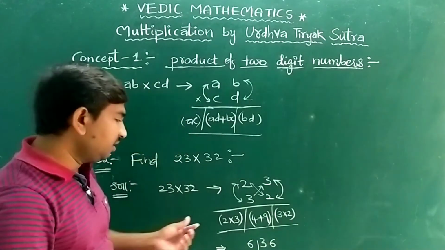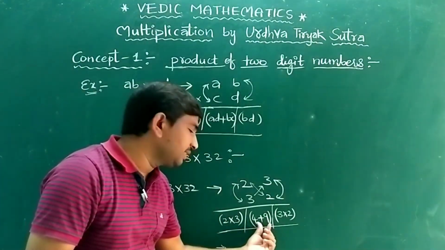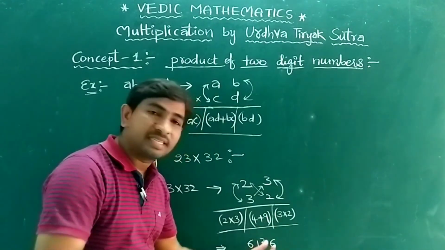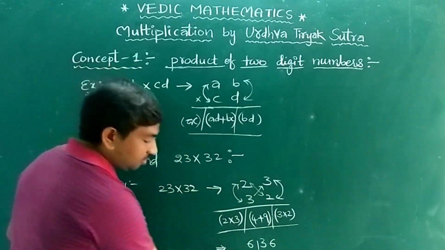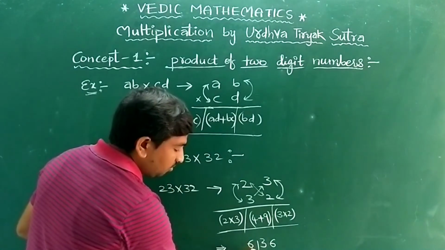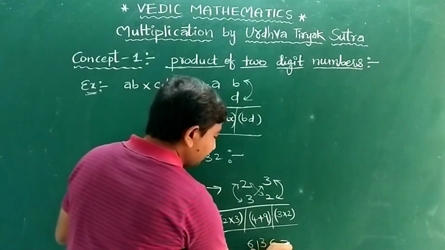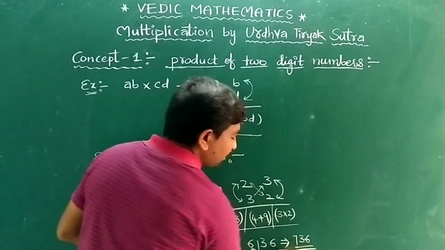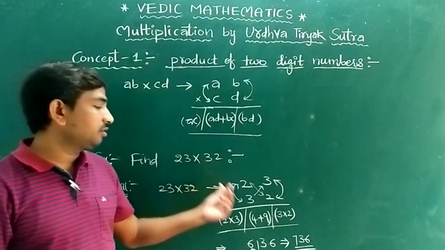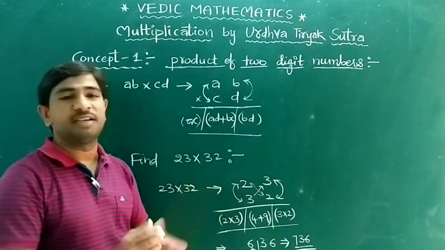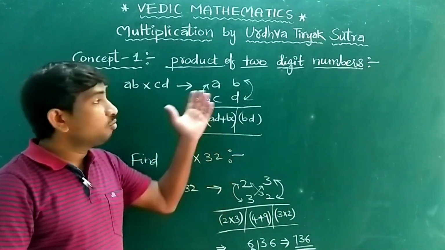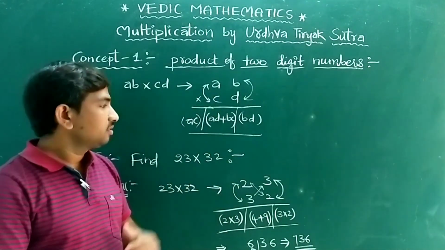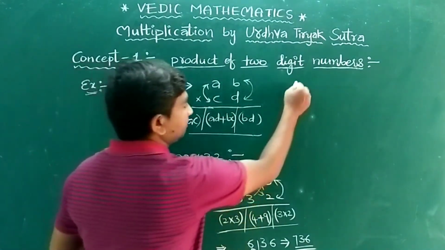See, when you get a two-digit number here, the tens digit is carried forward to the next number. So you have to add this. The final answer is 6 plus 1 is 7, then 3, and 6. This is the answer. So 23 into 32 is equal to 736. Very easy. So this is the Urdhva Tiryak Sutra method. Okay, so take one more example.